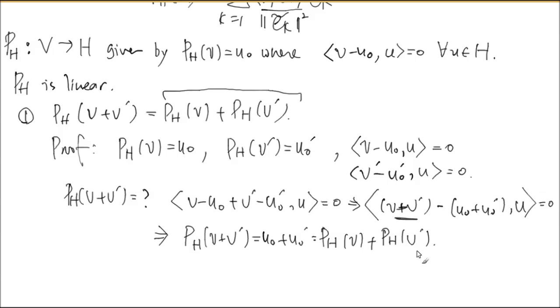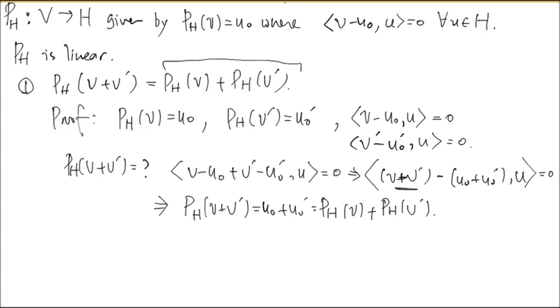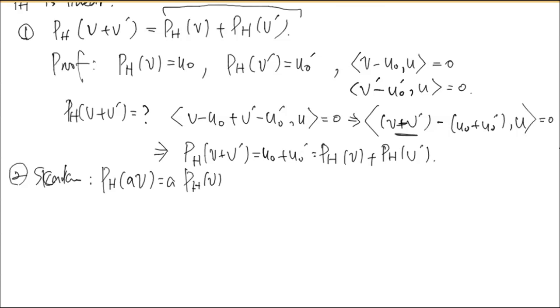When you understand this, you have to clearly separate which condition you derive from which condition, and if you clearly separate it, you will understand you actually understood the proof. So there's a scalar part there, right? But it goes just the same. So the scalar part: P_H of aV must be a times P_H V. I think that part's a lot easier. Okay?